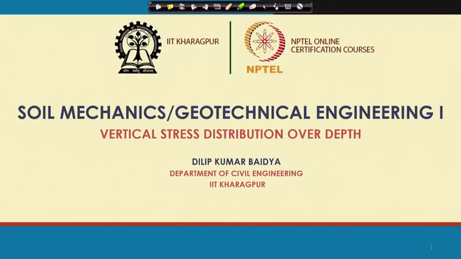I am going to start on vertical stress distribution over depth. That means, when you apply load on the foundation, how the soil below the foundation will be stressed, or at any point what will be the intensity of stress, that we are going to find out through this lecture. Several of them we may take, going one by one.